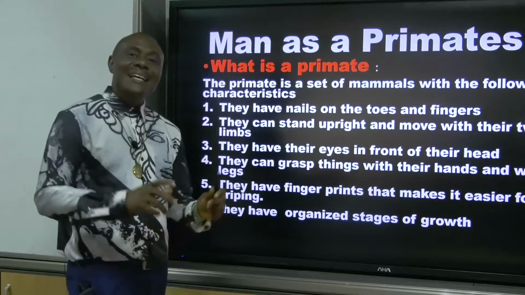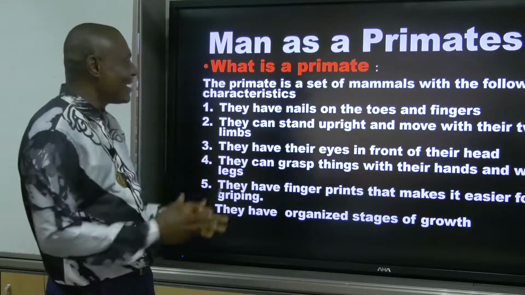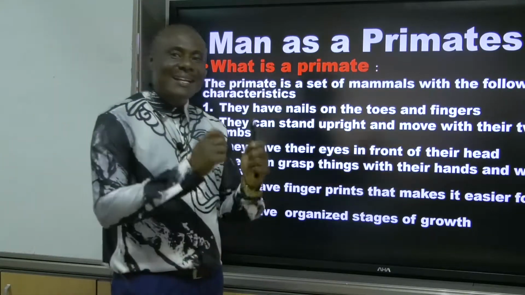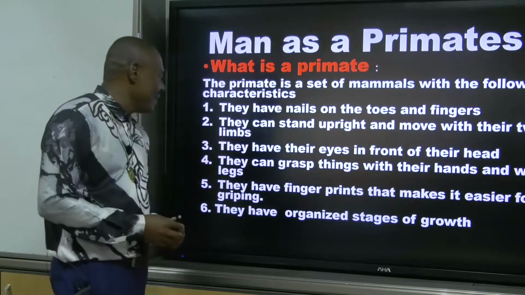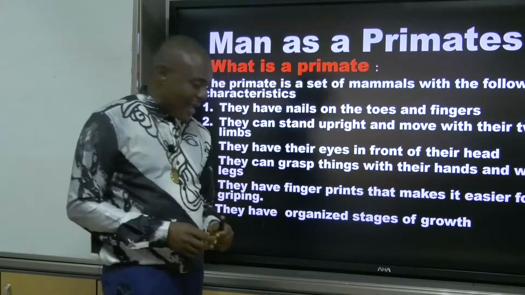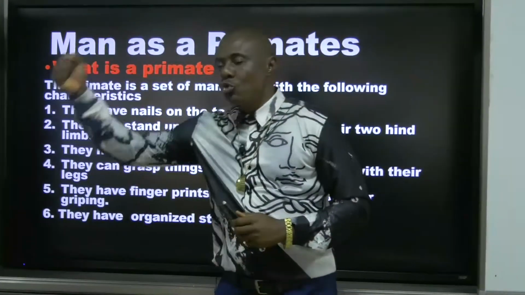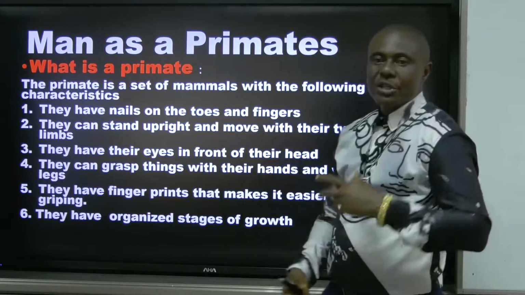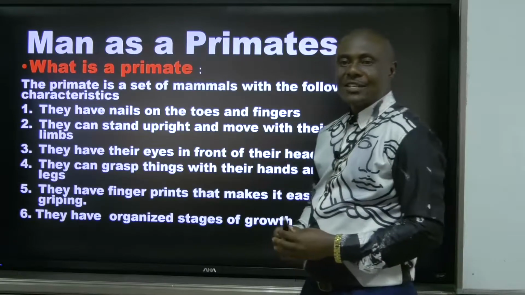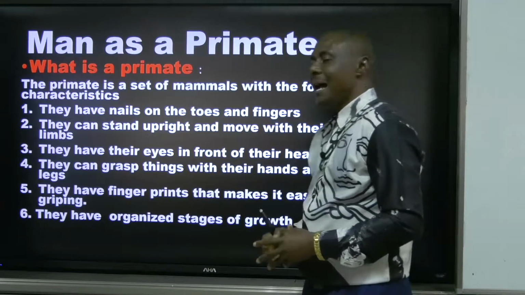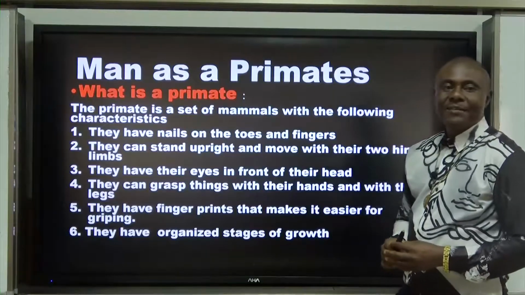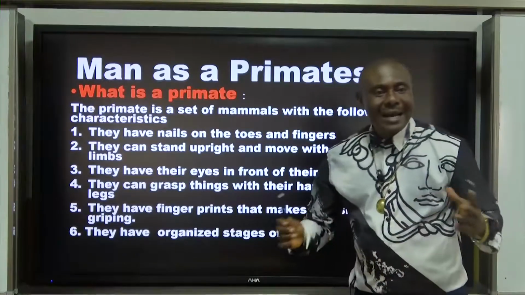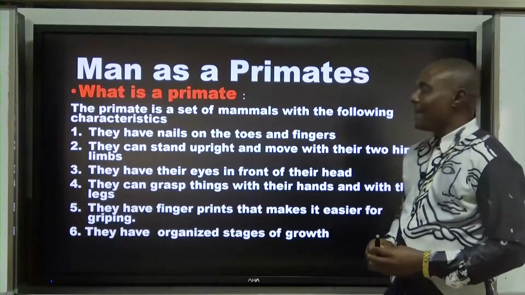And again, they stand upright. They can stand upright directly on their hind limbs and they will be able to move a great distance. That is a primate. And they also have a fingerprint, and these fingerprints enable them to grasp and climb in positions and climb to balance. That is the essence of the fingerprint. And finally, they have an organized stage of growth. As mammals, they have organized stages of growth. And that is why we refer to them as primates.